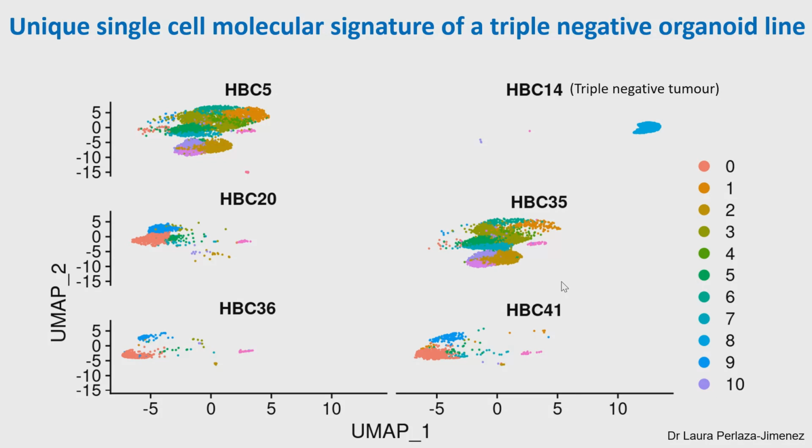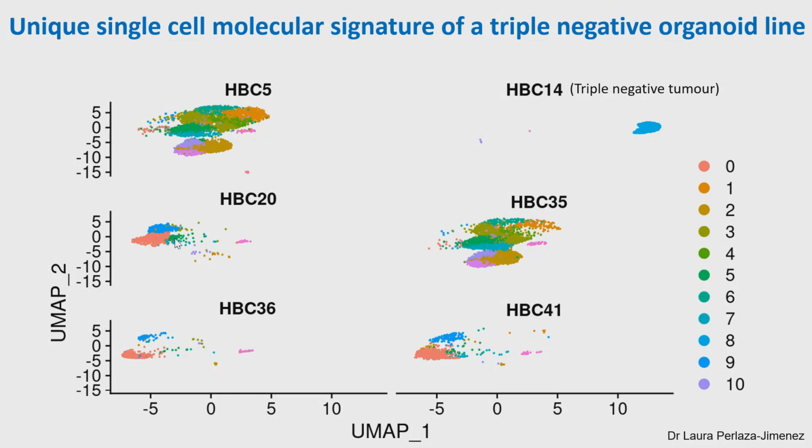When you look at the luminal tumors, the other 5, you can see that for HBC5 and HBC35, they share a similar number of cellular clusters, so very likely have a similar cellular composition. But for HBC 20, 36, and 41, you've got the presence of these 3 main clusters, the light blue, the red, and the green, suggesting that they are more likely to share similarities across these 3 different lines. So overall, this figure is really showing you that we can maintain heterogeneity across multiple lines.